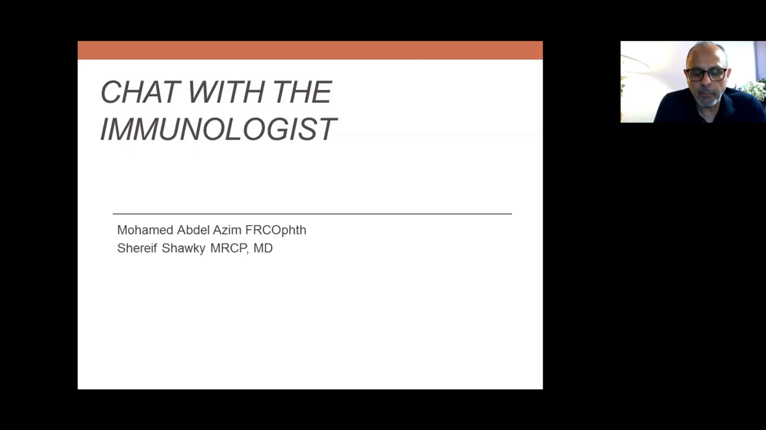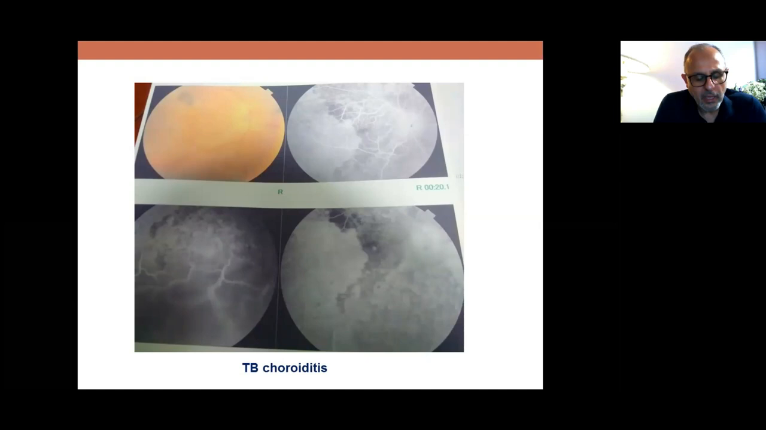This first patient is a patient from Sudan who came with an acute drop of vision, with large areas of choroiditis, appearing like serpiginous choroiditis, except that it is much more extensive. And the first differential diagnosis I made was TB.